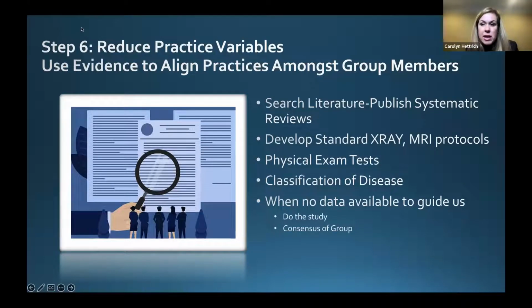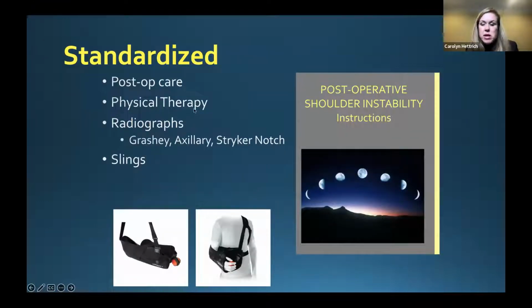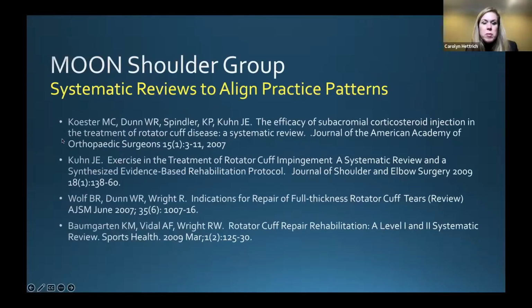And if there's no data, again, you might have to do the studies. And for us, we standardized the post-op care. So when they could shower, things like that. The physical therapy, the radiographs, those are the ones that we got. And then what slings you use. And because those were things that were easily agreed upon.